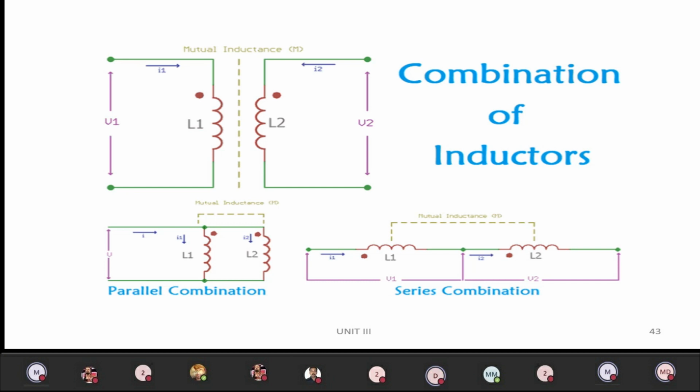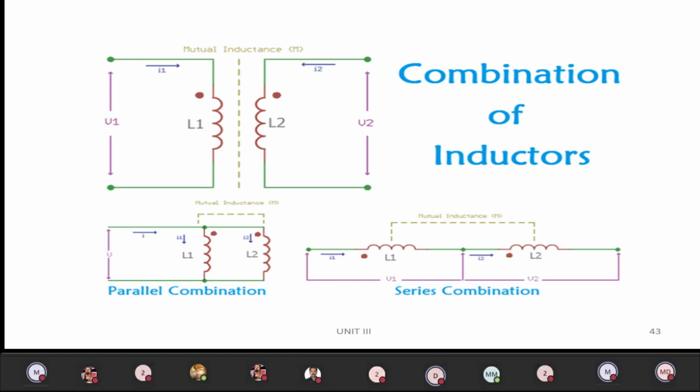Fluxes are adding each other. If for one coil the current is at the starting end and for another coil it is at the bottom, the ending end, then we say that it is opposing, that is, the fluxes are opposing. So here we have series aiding. We have two combinations: one is aiding, another one is opposing.